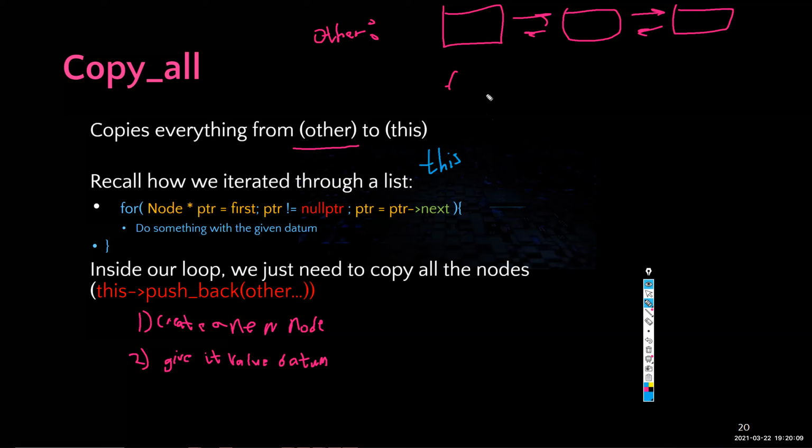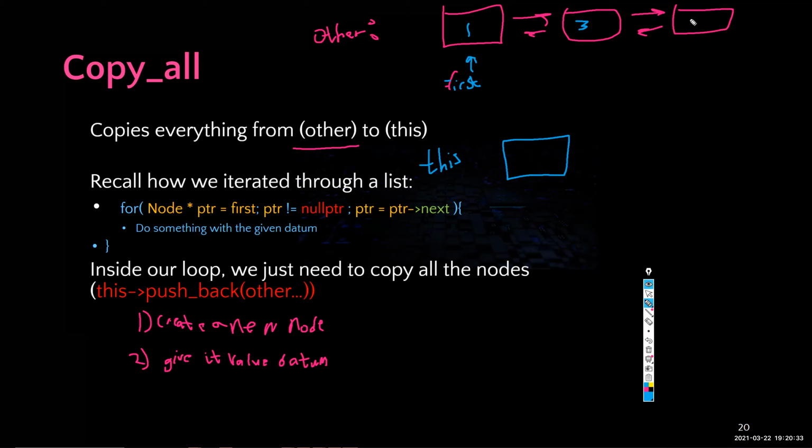What we're doing is we're starting at the first of our list called other, and I'll call pushback on it. Recall that pushback will basically just add a node to the end of our list. So if I call pushback on our first node right here, what that does is it'll add this value to our list called this.